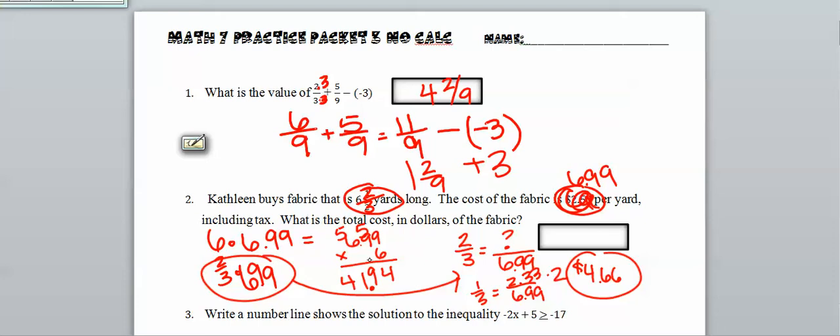Okay, so I have this, and I have this, and I need to add them together. So 41.94 plus my 4.66, if I add them, I'm going to do it over here because I don't think you could see what I was doing before. This is 0, carry my 1. This is 16, carry my 1. This is 6, so $46.60.